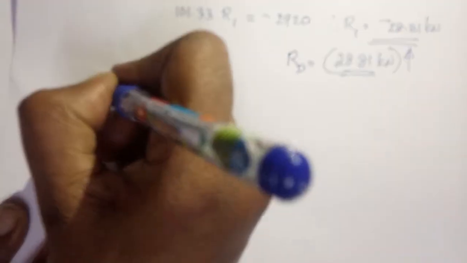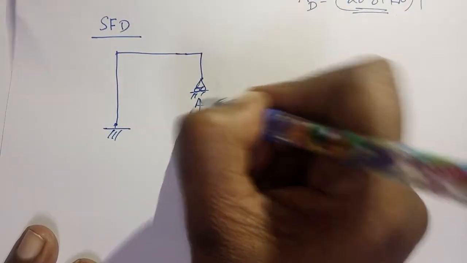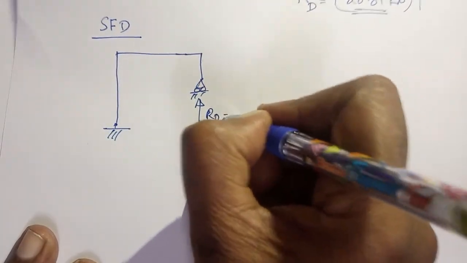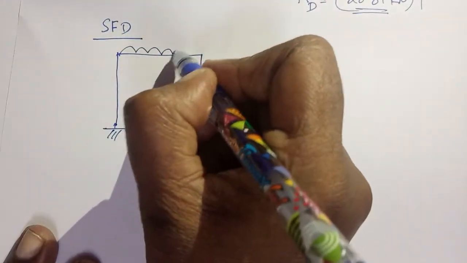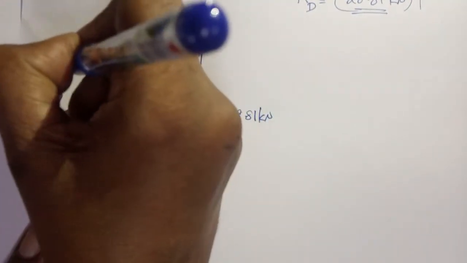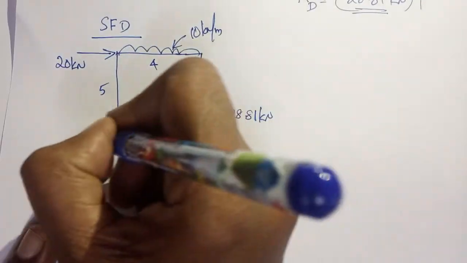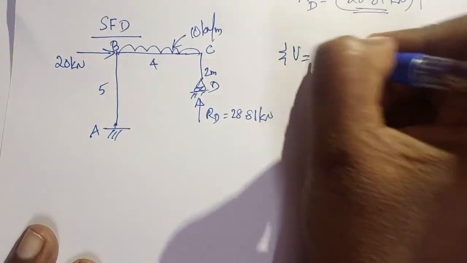28.81 kilonewton upwards. This indicates the reaction at support D is 28.81 kilonewton upwards. Now we have to draw the shear force diagram and bending moment diagram. To get the shear force values, we have got RD as 28.81 kilonewton. The structure is subjected to a vertical load of 10 kilonewton per meter, 20 kilonewton, and spans 5, 4, 2 meter.